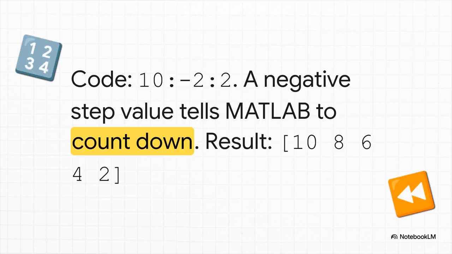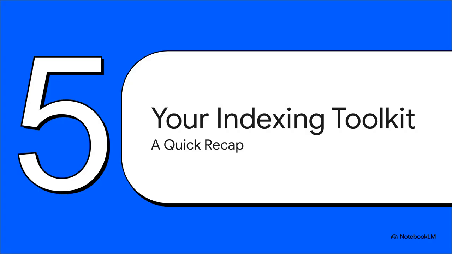And get this, you can even go backwards. A negative step value, like in 10:-2:2, just tells MATLAB to count down. So here we start at 10, we subtract 2, and we keep going until we get to 2. It is incredibly flexible.